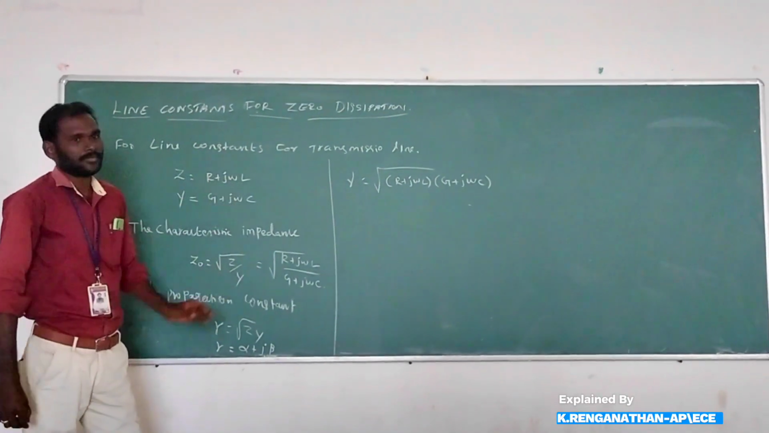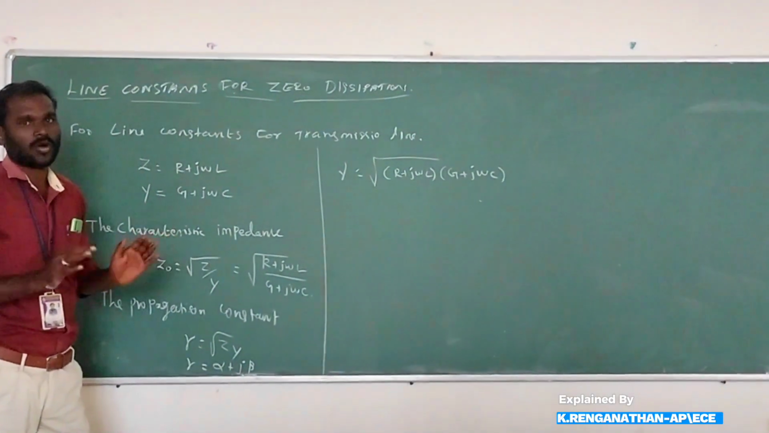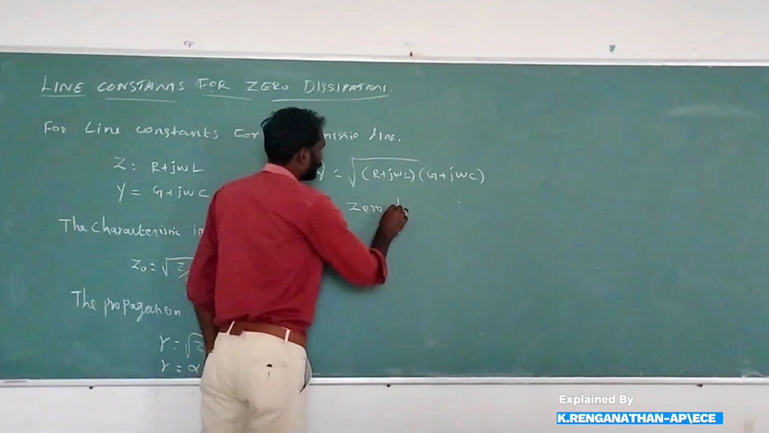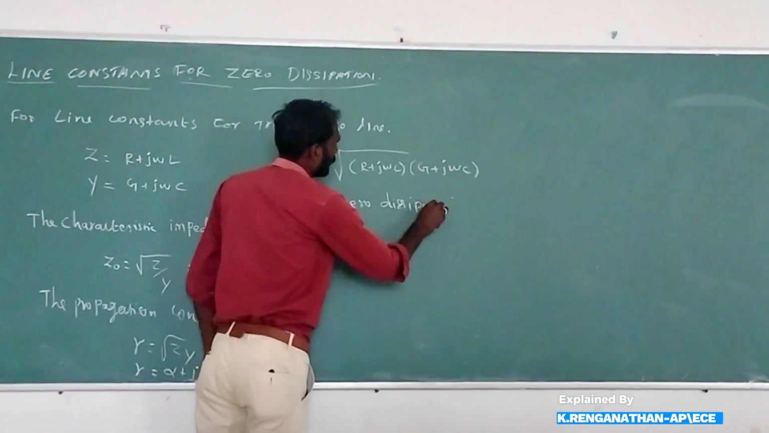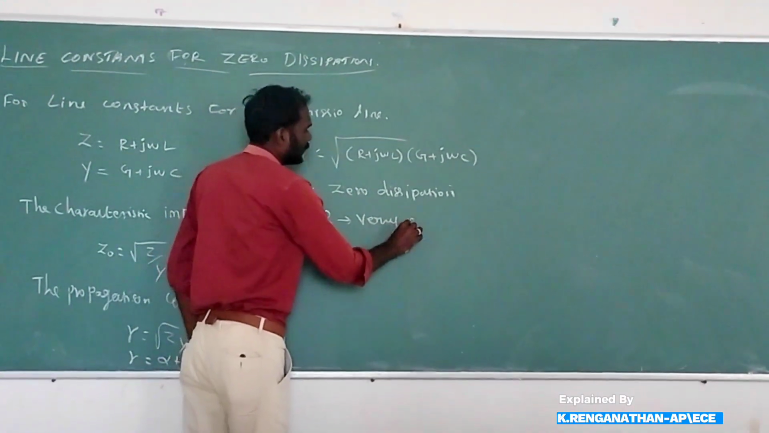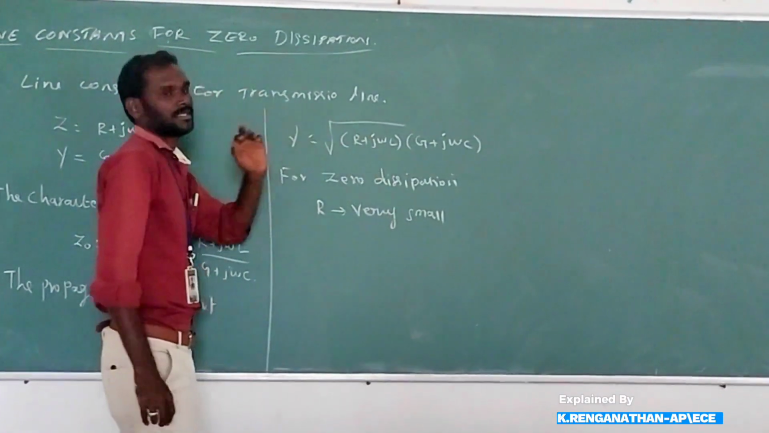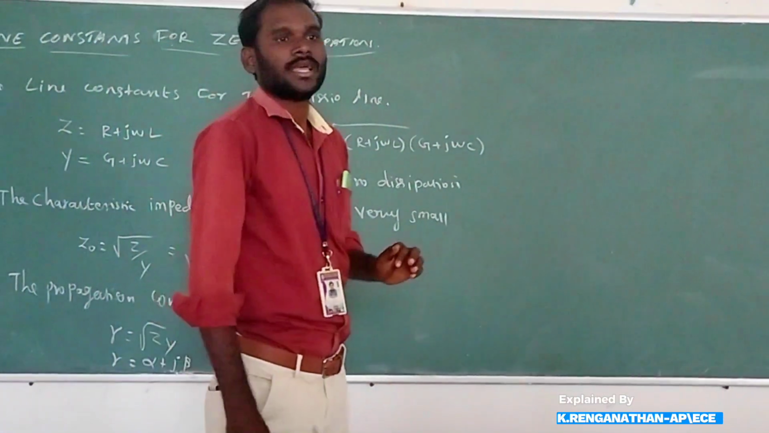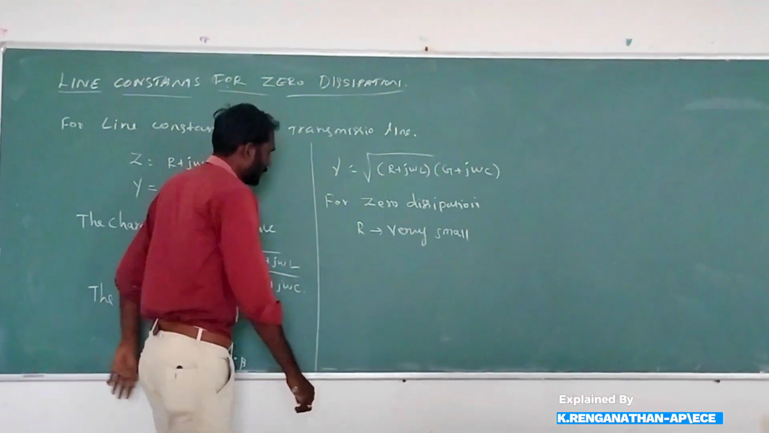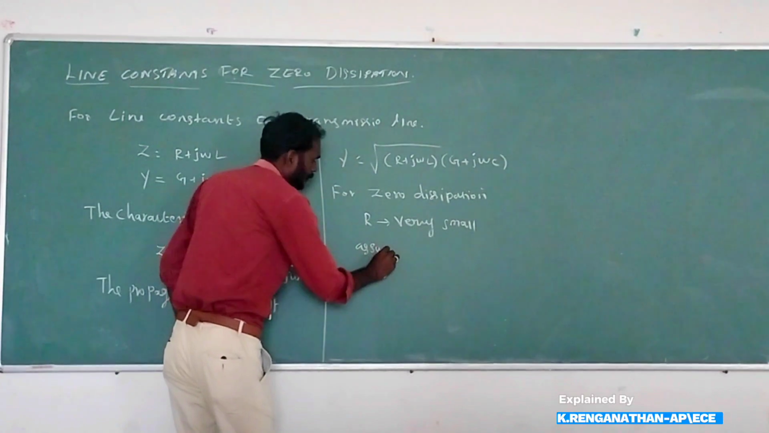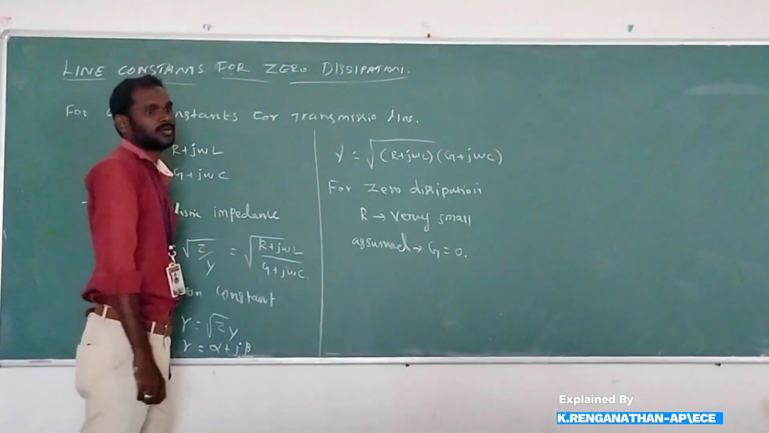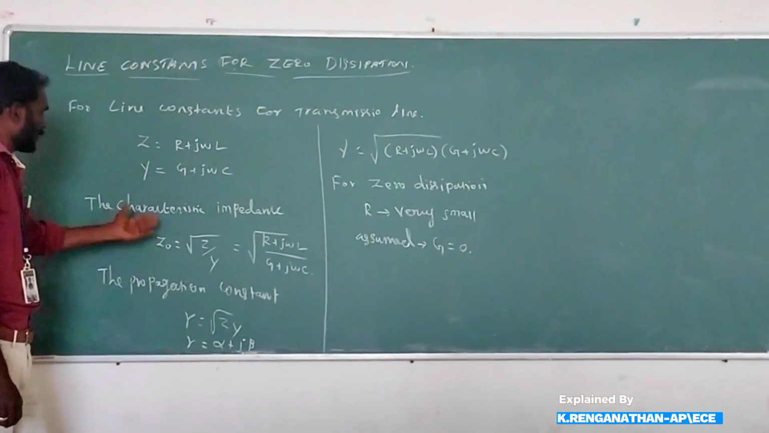For the zero dissipation line, consider R is very small compared to the inductive reactance, and assume the conductance G is equal to 0.